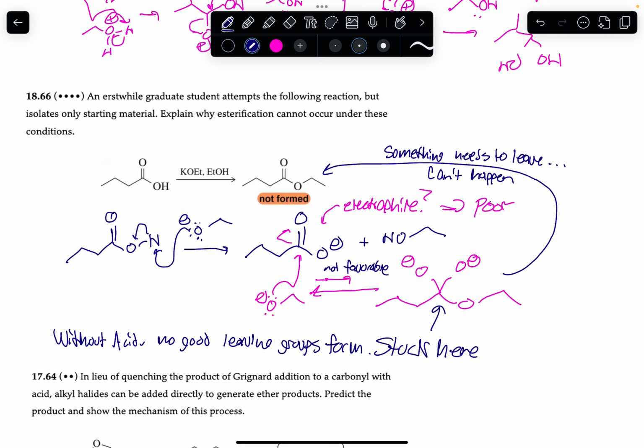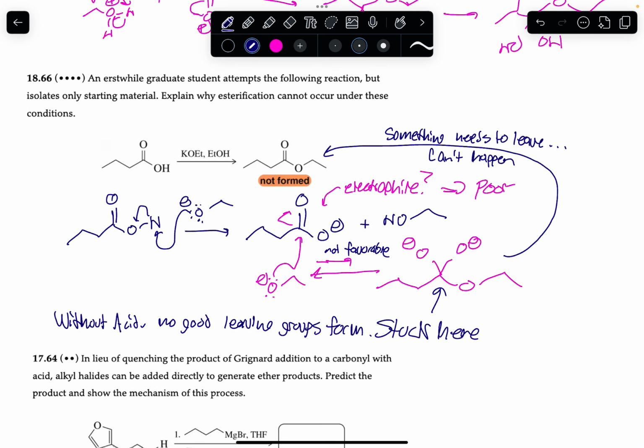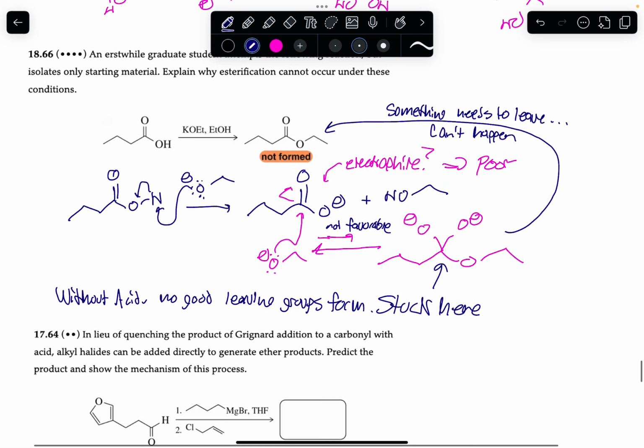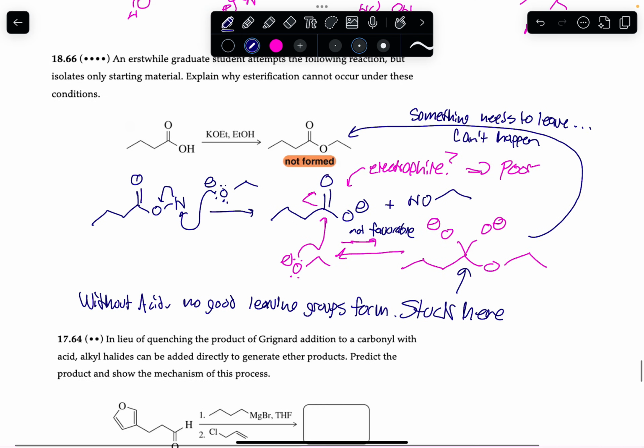It's fine to have one or two unfavorable steps in a whole mechanism as long as you can make the overall thing favorable. But without acid, there's just simply no way to go here. So you actually cannot form that product using base.